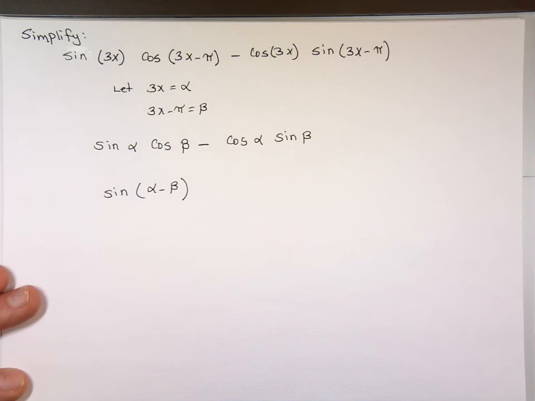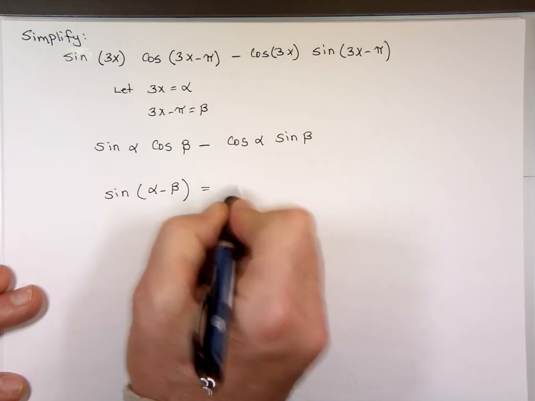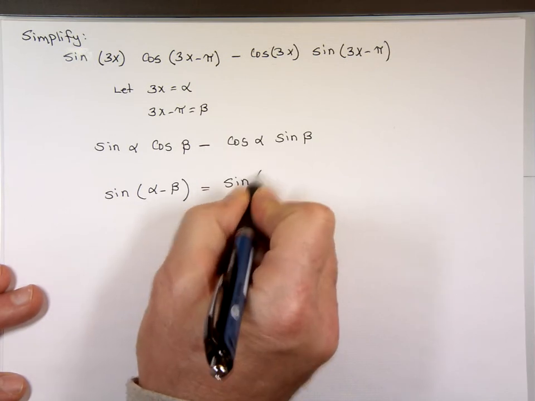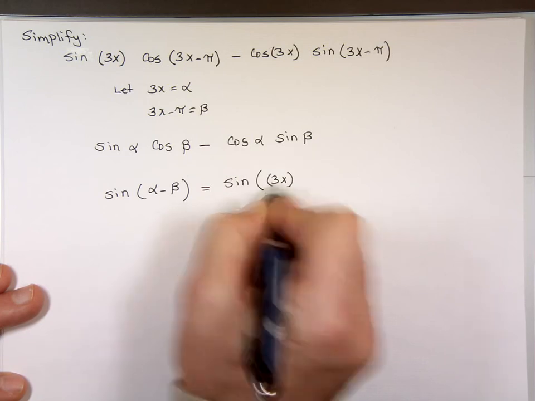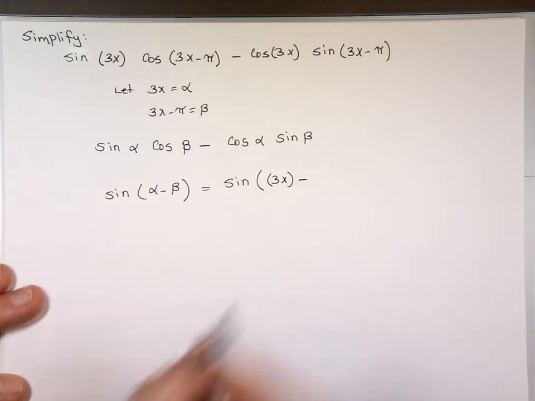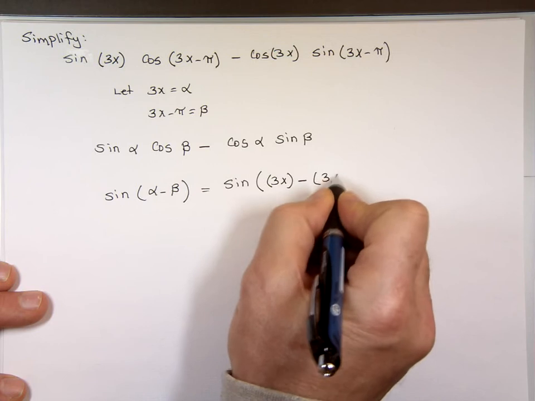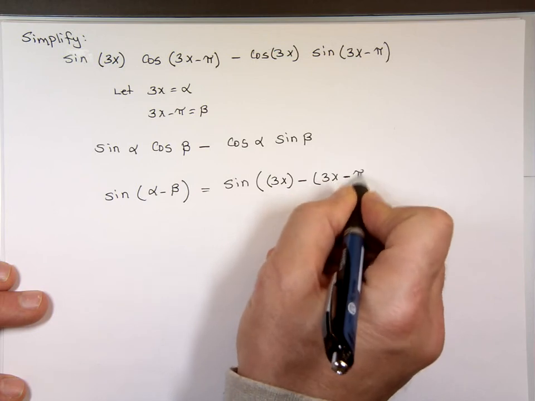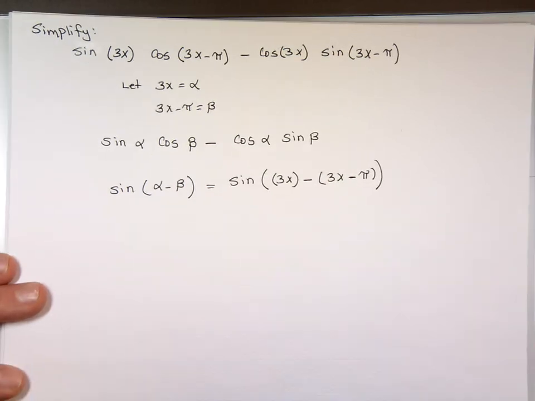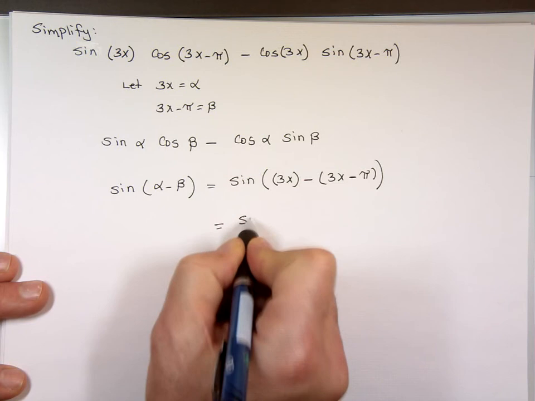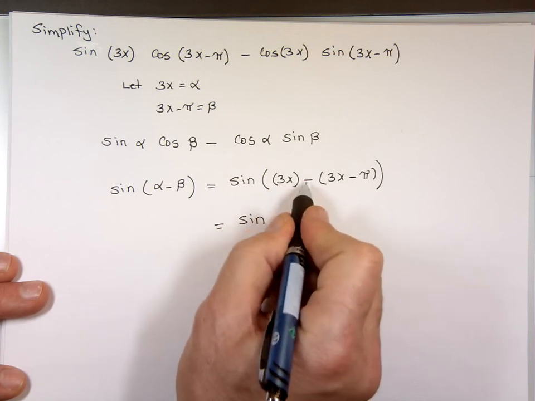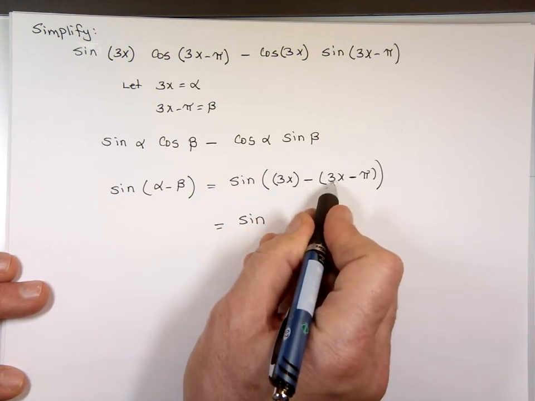So let's fill in the blank. That's sine. What is alpha equal to? 3x minus, what's beta equal to? 3x minus pi. So you end up with sine of 3x minus 3x, which is gone, 0. Minus a minus, that's plus pi.